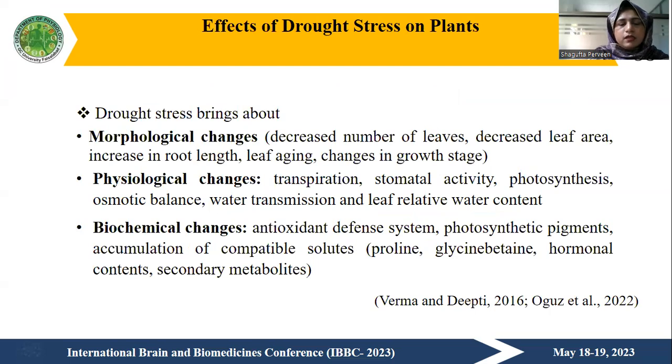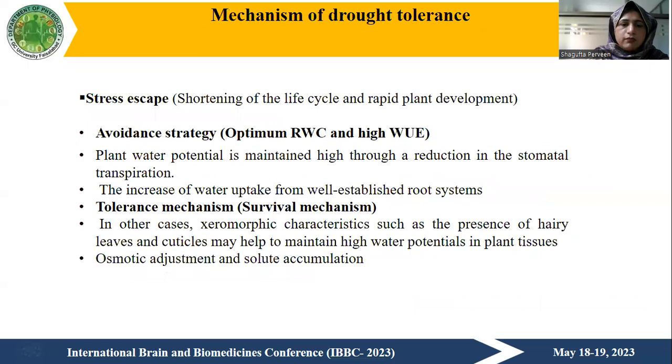These morphological changes include changes in the number of leaves, leaf area, root length, leaf aging, and changes in season stage. Various physiological changes include transpiration, stomatal activity, photosynthesis, osmotic balance, water transmission, and relative water content. Biochemical changes include modulation in the antioxidant defense system, photosynthetic pigments, accumulation of compatible solutes that include proline and glycine betaine, hormonal contents, and secondary metabolites.